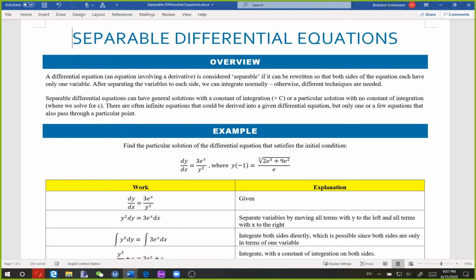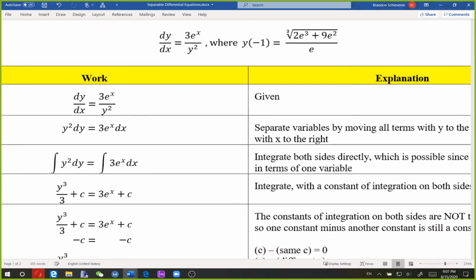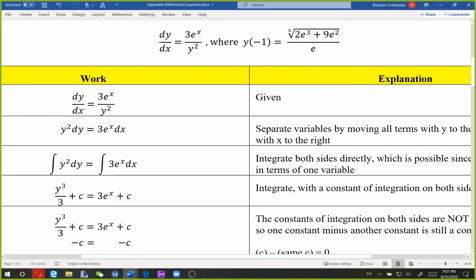So for this example down here, our first derivative is equal to 3e to the x over y squared. And we're also given this point where whenever x is negative 1, y is the cubed root of 2e to the 30 plus 9e squared over e. Okay, so I've got the differential equation I was given.